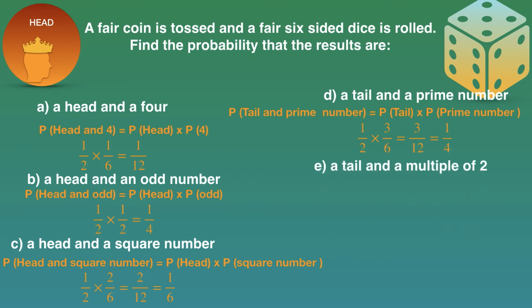In part E, we need to find the probability of a tail and a multiple of 2. These two are again independent events, so we can get this by multiplying the probability of getting a tail with the probability of multiples of 2. There are 3 numbers that are multiples of 2 on our dice, which are 2, 4, and 6. And therefore, we can get the probability of a tail and a multiple of 2 by multiplying half with 3 over 6, which gives us again 1 over 4.